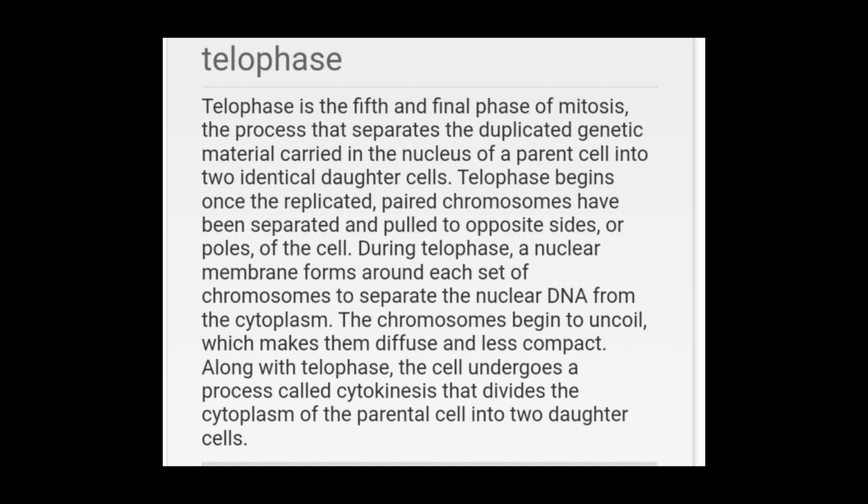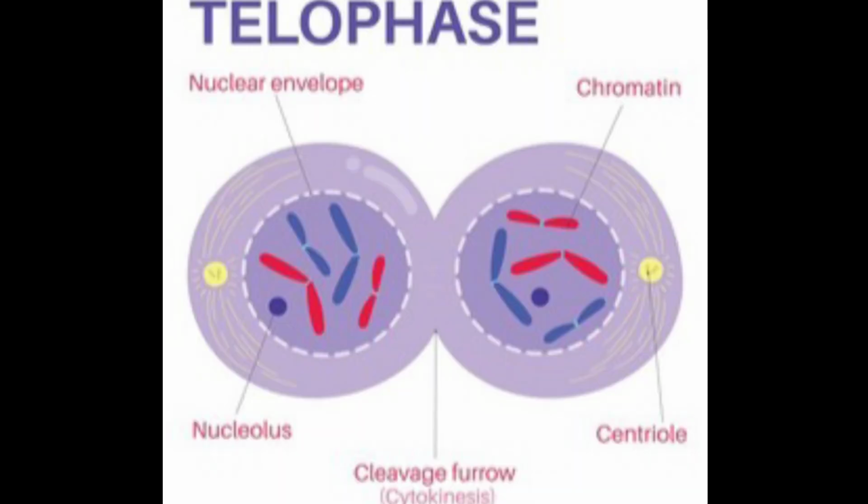Telophase is the fifth and final phase of mitosis, the process that separates the duplicated genetic material carried in the nucleus of a parent cell into two identical daughter cells. Telophase begins once the replicated paired chromosomes have been separated and pulled to opposite sides or poles of the cell. During telophase, a nuclear membrane forms around each set of chromosomes to separate the nuclear DNA from the cytoplasm.